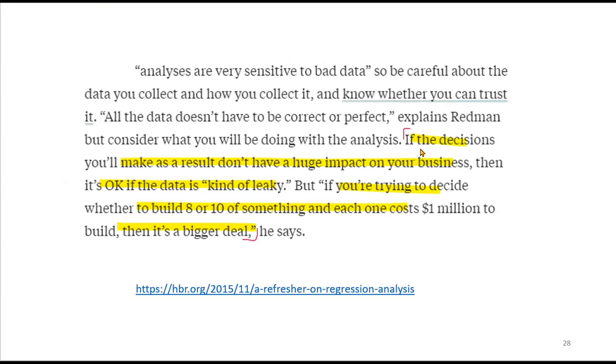But now let's look at how industry considers these influential points, going back to the interview in the Harvard Business Review. If the decisions you make as a result don't have a big impact on your business, then it's okay if your data is leaky, i.e. maybe with some issues such as regression outliers and influential points. It does matter more though if you're going to build this model to make some decision which is going to end up costing quite a lot of money.